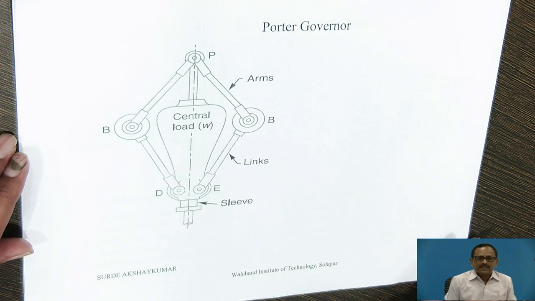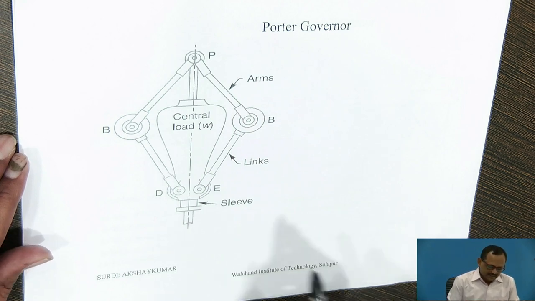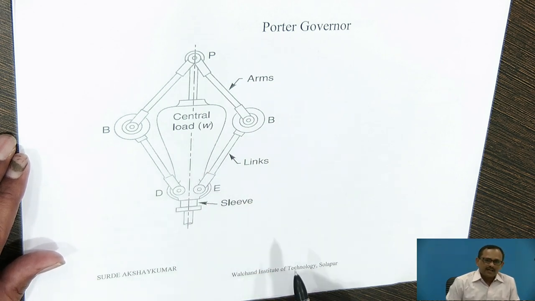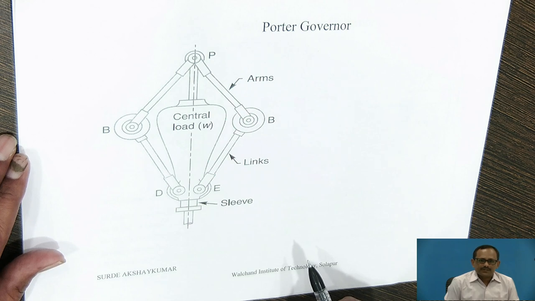Porter governor is a modification of Watt governor in which the central load is placed on the spindle of the governor. The purpose of placing the central load on the spindle is to increase the number of revolutions of the balls in order to raise the balls to a predetermined level.